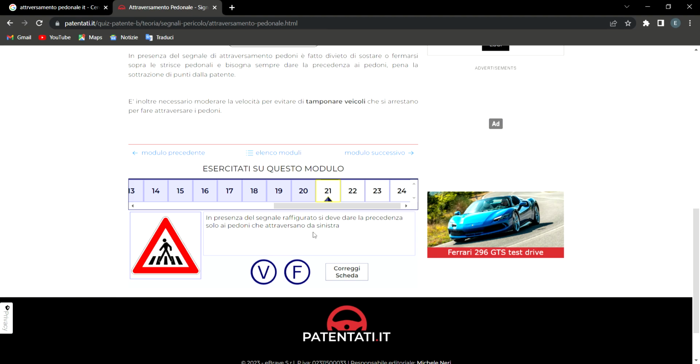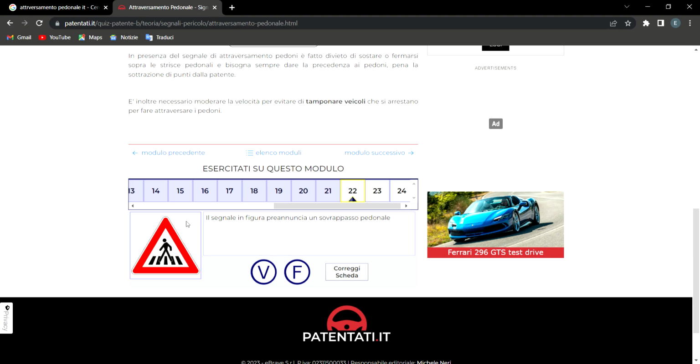So number 21 says: in presenza di segnale raffigurato si deve dare precedenza solo ai pedoni che attraversano da sinistra. So, it's saying that on this very road, you as a driver can only give way to the transit of legs from someone that is crossing from the left hand side. Whether the person is crossing from the left or from the right, you always need to stop and give way to the transit of legs. So this very one is false.